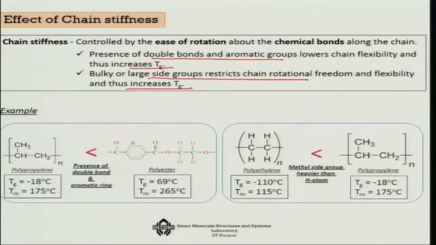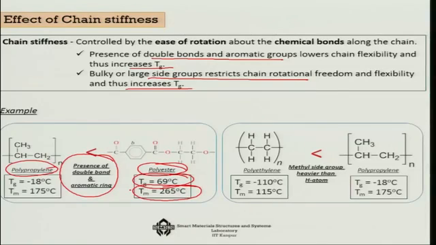For example, you consider polypropylene. You check the presence of double bonds and aromatic rings. So if you consider polypropylene with polyester, you will see that polyester actually has a higher Tg or higher melting temperature, mostly because it has more double bonds and aromatic rings. You can see the aromatic rings and double bonds.